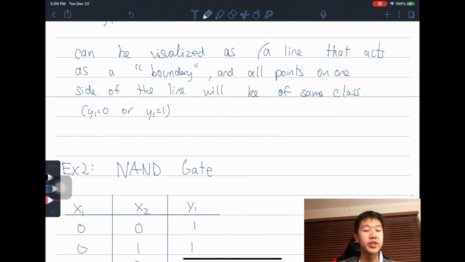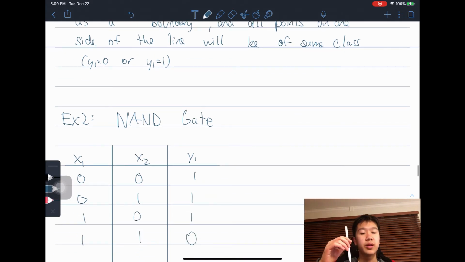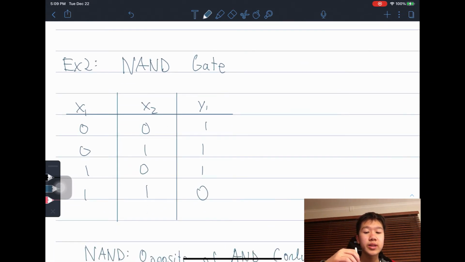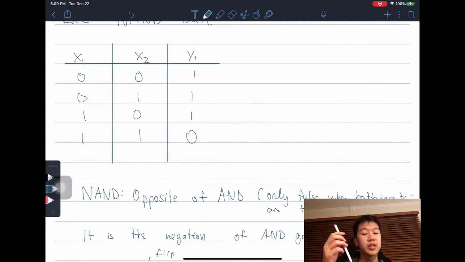So I'm now going to proceed with another example, the NAND gate. And we will see that it is actually the opposite of AND. So the AND gate gives a 1 when both inputs are true, and the NAND gate is always true except when both inputs are true. So as you can see, it's the negation of everything.